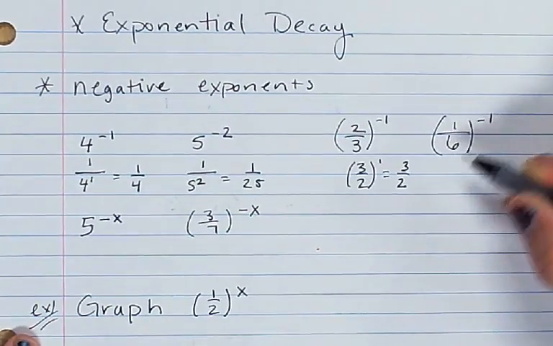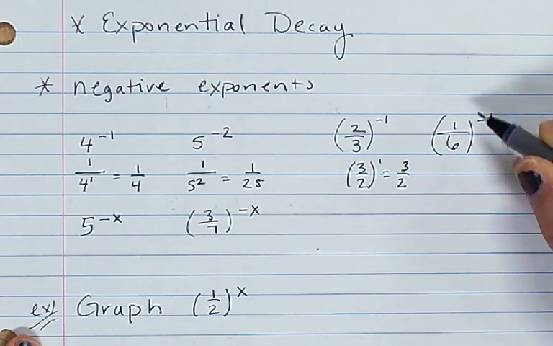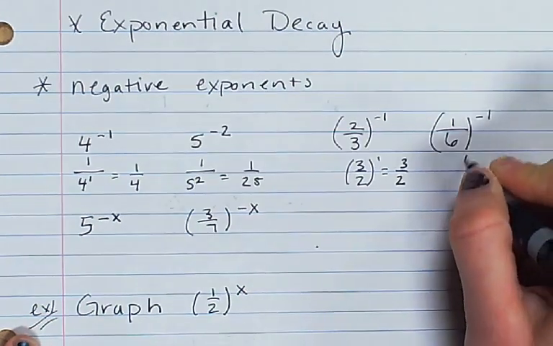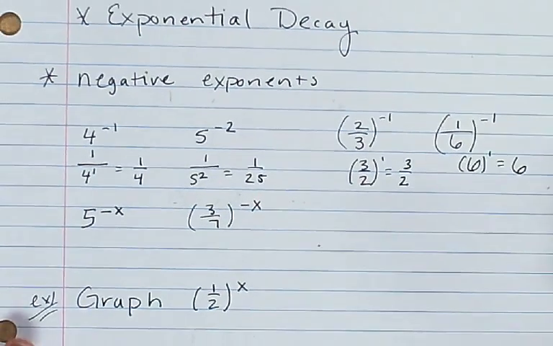Similarly here, I have 1/6 to the power of negative 1. To turn this into a positive exponent, I'm going to flip the fraction, so that's 6 over 1, which is just 6 to the first power, which is a 6 on its own.